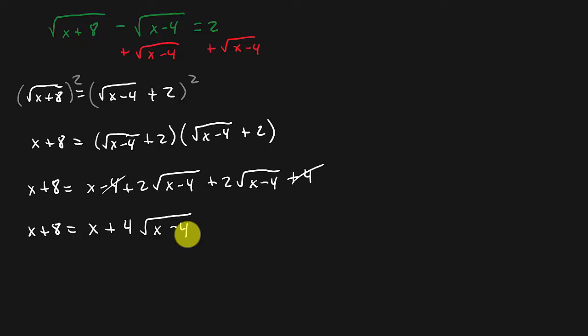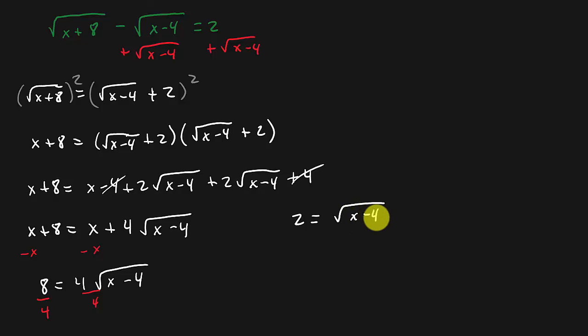All right, so now let's subtract x from both sides. And that is going to leave us with 8 is equal to 4 square root of x minus 4. And then we can divide both sides by 4. That's going to give us 2 equals the square root of x minus 4. And then we're going to square both sides. And that's going to leave me with 4 is equal to x minus 4. Add 4 to both sides, x equals 8.